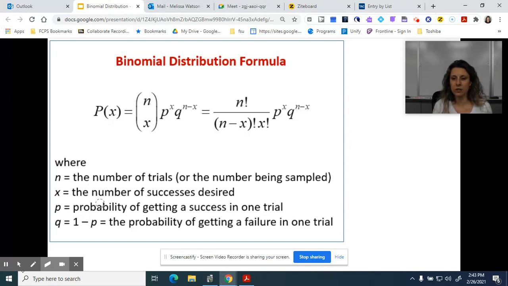Okay, down here we did some variable identification, and I kind of said these as I was reading off the formula, but just in case, n is the number of trials. So how many times are we flipping the coin? Or how many times are we rolling the die? Or how many people are we selecting altogether? x is the number of successes that you want. So again, the success you define. p is the probability of success in just one trial. And then q is the probability of failure in just one trial. Okay, so we're going to go ahead and take a look at some examples of those.